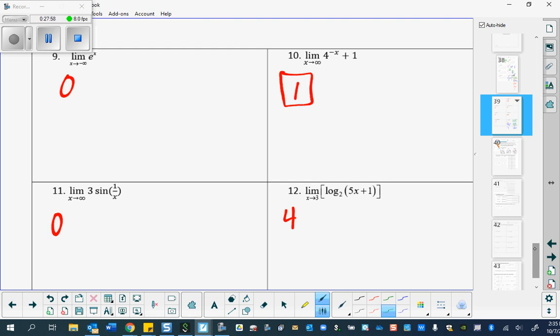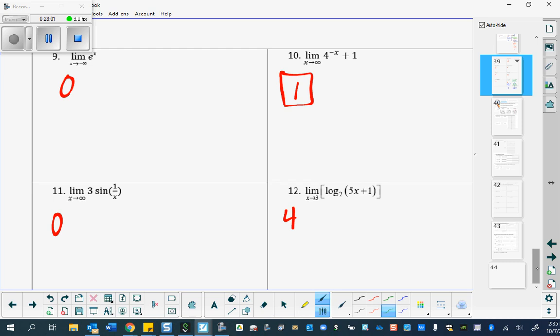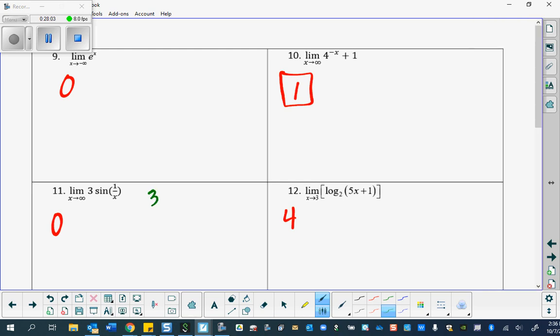If I put infinity in for x, go with me here. If I put 3 times the sine of 1 over infinity. Now you're like, you can't do that. I'm like, hang on a minute. The bigger my denominator gets, what is this number approaching? If I looked over at my trig circle, what is my sine of 0? So then 3 times 0.